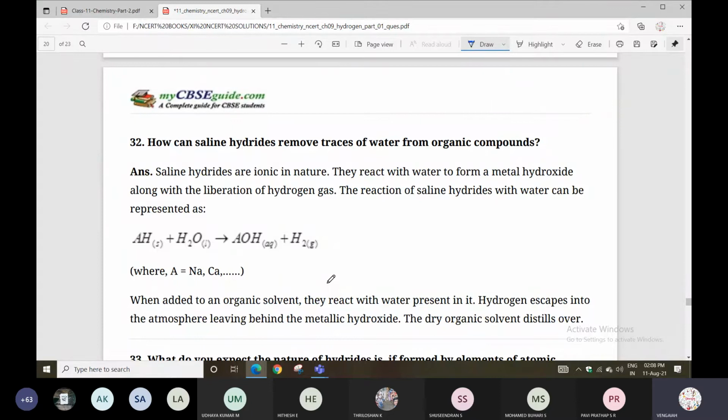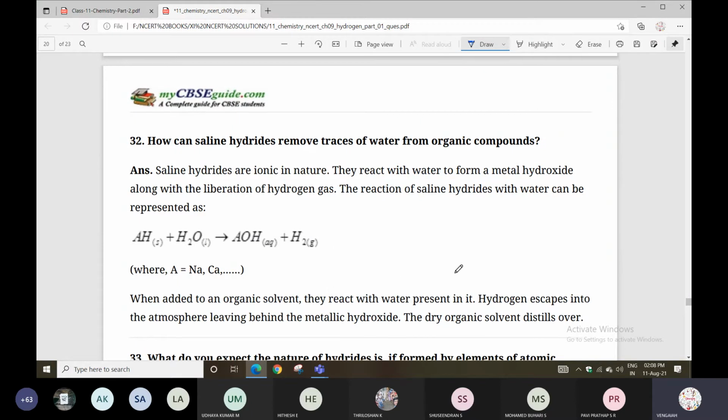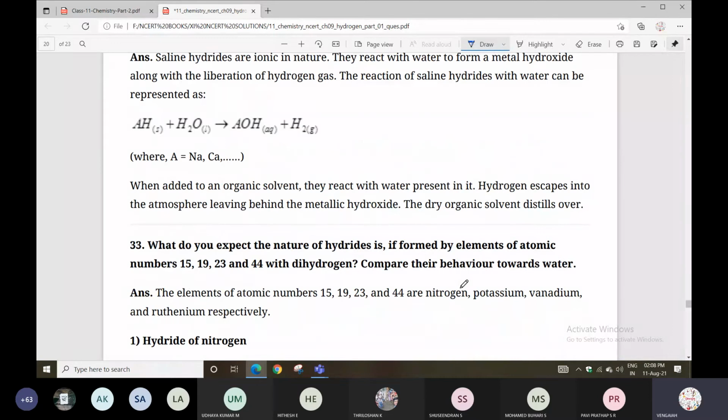So when added to organic solvents, they react with the water present in it. Hydrogen escapes into the atmosphere, leaving behind metal hydroxide. The dry organic solvent distills over.